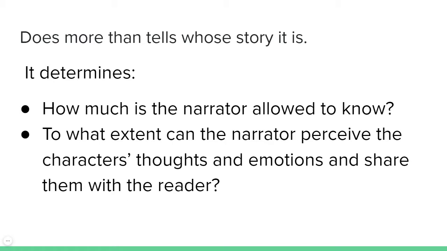It determines how much the narrator is allowed to know, as well as to what extent the narrator can perceive the character's thoughts and emotions and share them with you, the reader. So ultimately, point of view determines how much the narrator knows and how much you, as the reader, know.